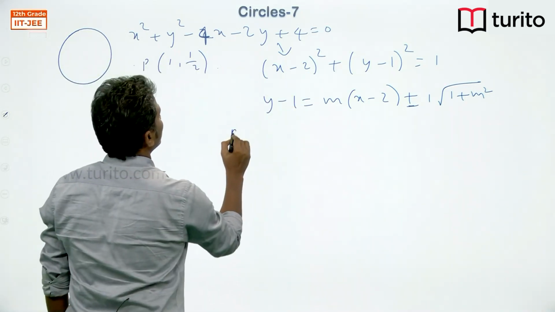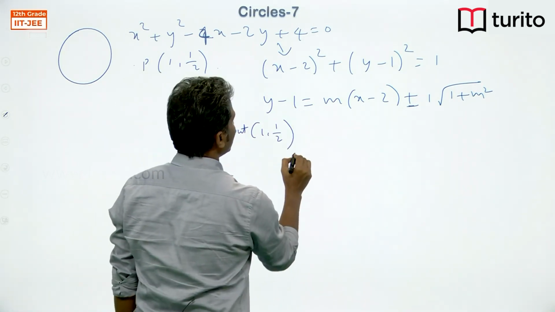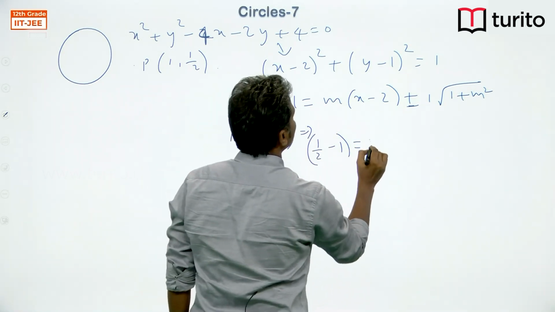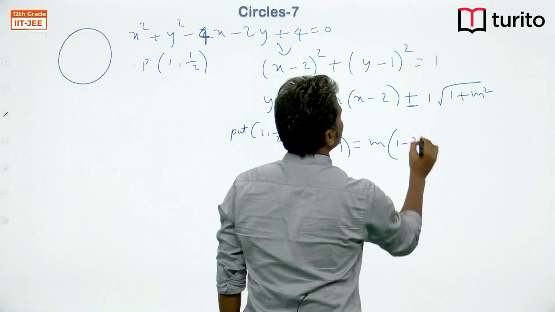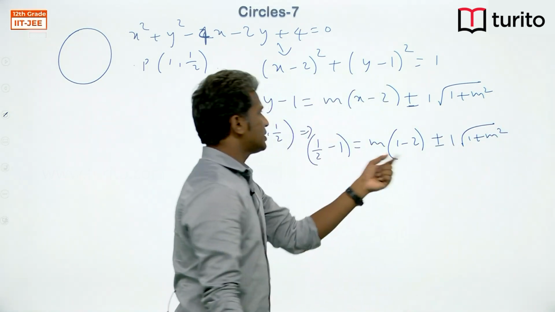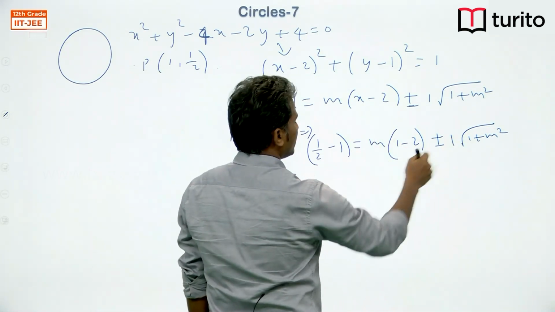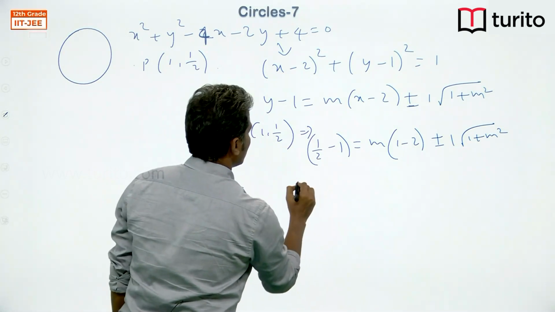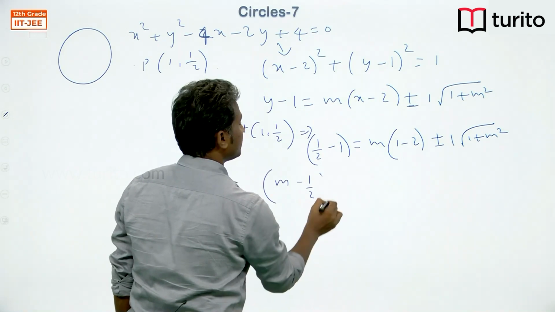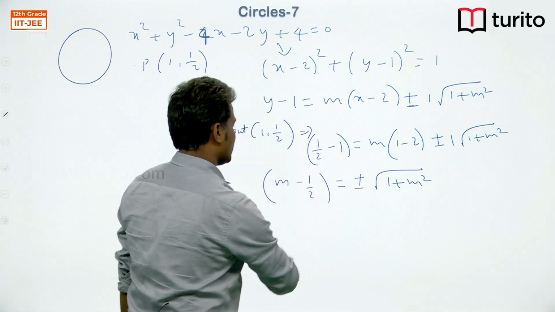So if I put this point (1, 1/2) in this, I will get 1/2 minus 1 is equal to m into (1 minus 2) plus minus 1 into root of (1 plus m square). Our goal is to get the values of m here. So take all terms without square roots to LHS. So here we got minus 1/2, this is minus m. If we bring it here, we get m minus 1/2 is equal to plus minus root of (1 plus m square). Now square this.